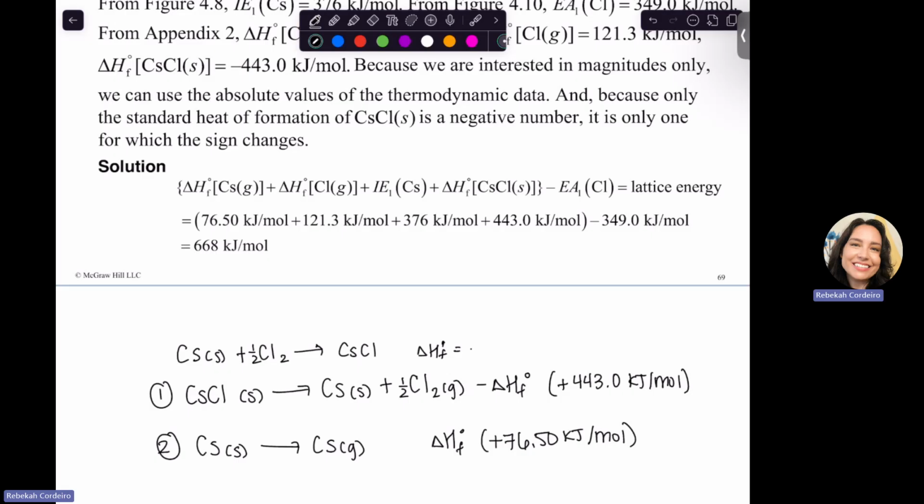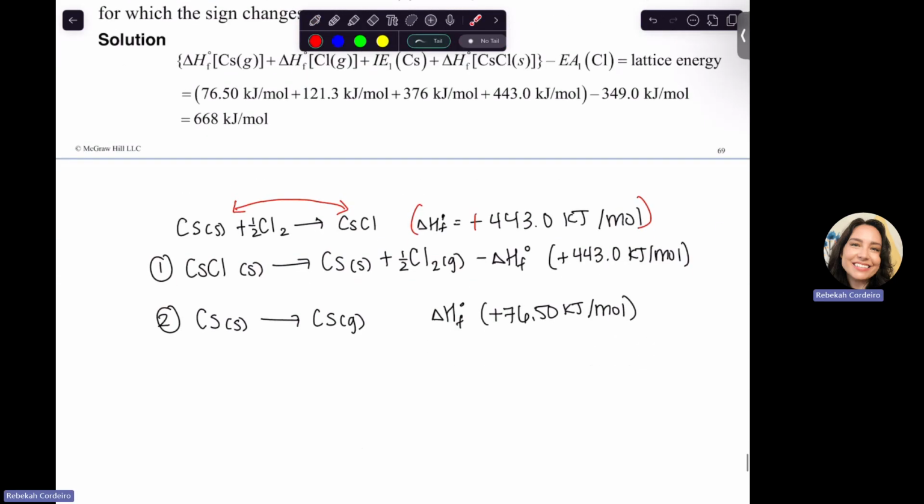Is negative 443.0. So we're going to flip it. And so we're going to flip it. So really we flipped that enthalpy of formation, right? Just Hess's law. Then, so we have our cesium as a gas.